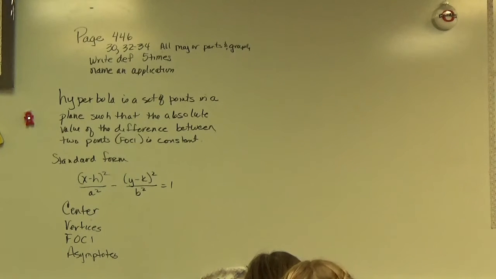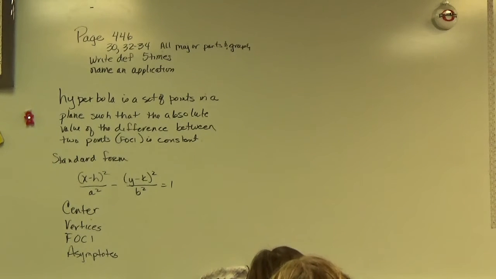Page 446. You're going to be doing problems 30, 32, 33, 34, and on those you're going to name all the major parts and graph them. In addition, I want you to write the definition of a hyperbola 5 times. That's 5 easy points. No math involved. Write the definition 5 times. I also want you to tell me an application of a hyperbola, and I'll give you some examples once we get going.